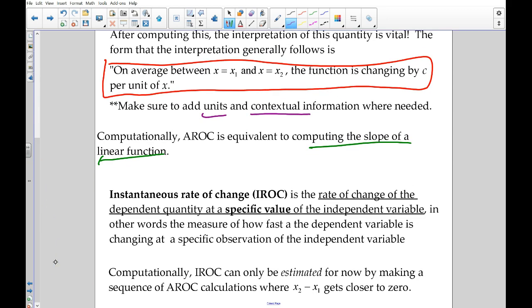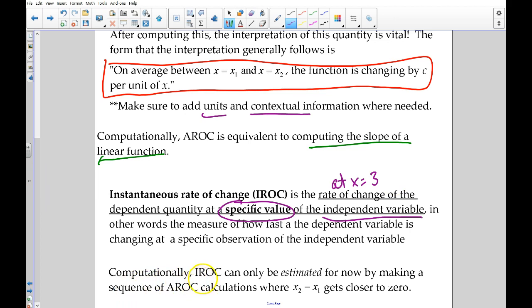The other rate of change, instantaneous rate of change, is actually a little bit harder to compute, though conceptually it might be a little bit easier. Again, average rate of change is over an interval. Instantaneous rate of change is at a specific value of the independent variable. This is saying, for example, if x is equal to 3, how is y changing? We'll introduce notation to help us with that.